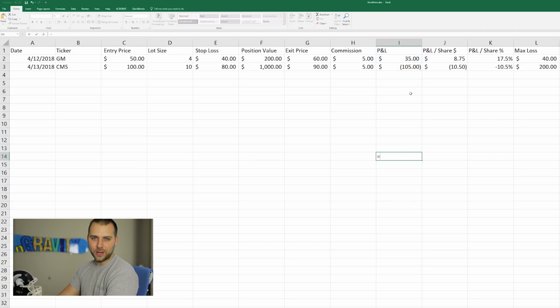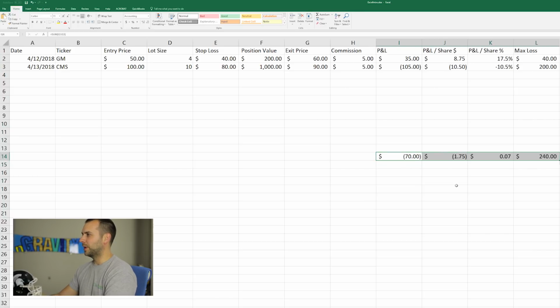So basically, if you want to add up a whole bunch of columns, you can just do equals sum and then hit a parenthesis, and then you can just highlight all the cells you want. So I'm just going to highlight all of those cells and hit enter. It's going to say my sum is I lost $70. And you can do the same thing. You can just drag this over again. So my total profit and loss per share is $1.75.